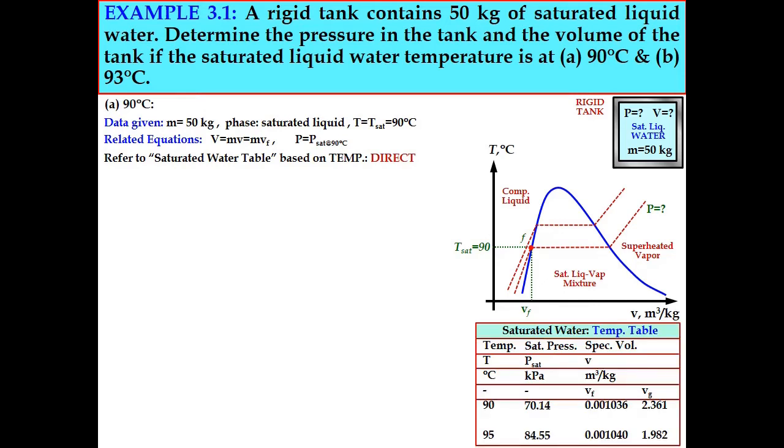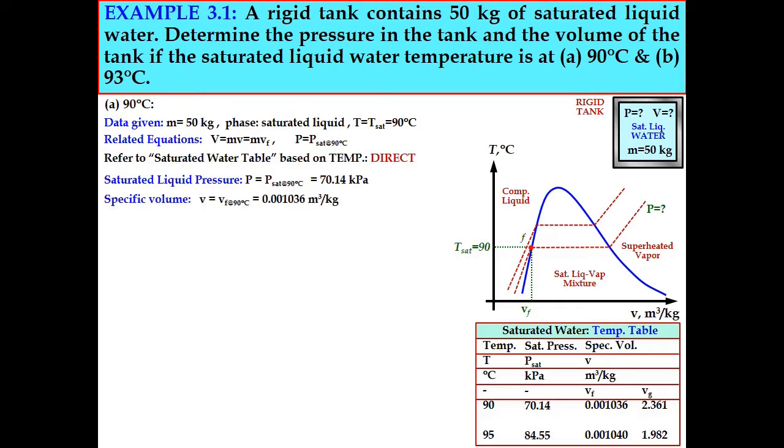Okay, so from the saturated water table based on temperature, we can obtain directly at 90 degrees Celsius the saturated liquid pressure P at 70.14 kilopascal. In terms of how to write the symbol, the saturated liquid pressure will be P saturated at 90 degrees Celsius equal to 70.14 kilopascal.